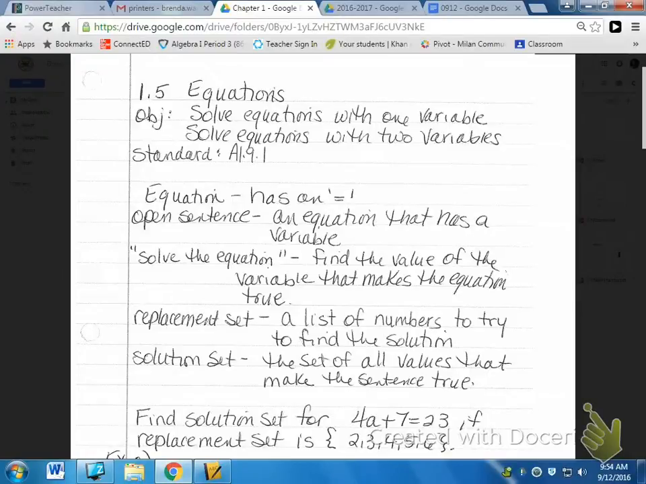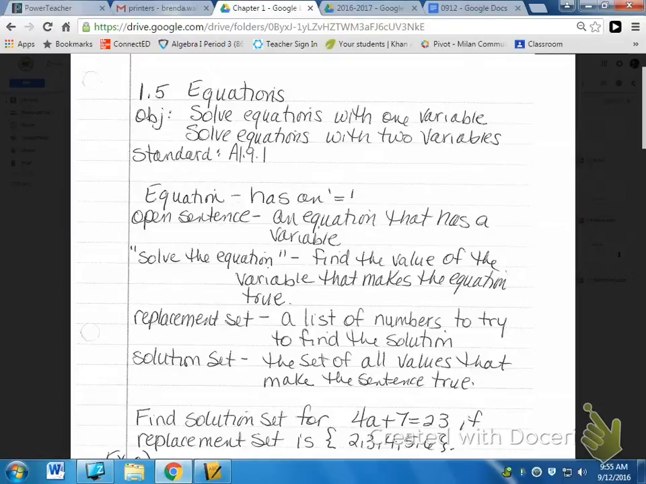Lesson 1, 5 equations. So we are going to talk about equations in a lot of detail today. The objective of today's lesson is to solve equations with one variable and also to solve equations with two variables. Mainly today, you're going to look at equations that have what's called replacement sets. You really don't have to do a lot of solving that you might expect, but that is definitely coming.